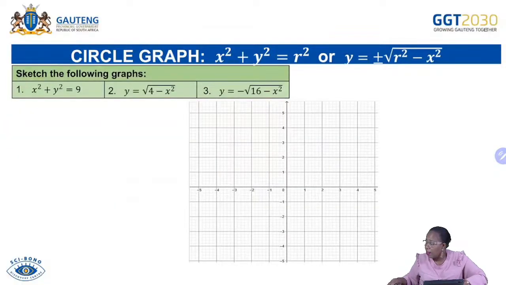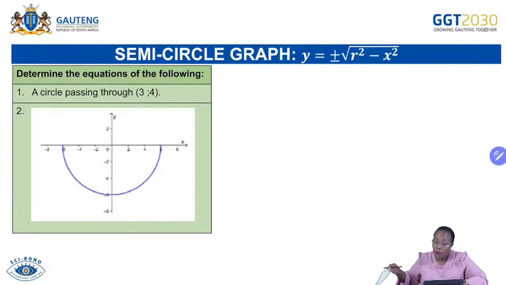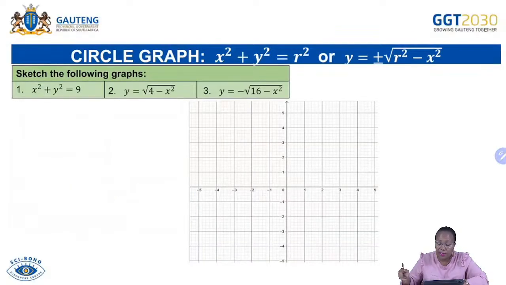And then now the graph number 5, we are looking at the circle graph. And then now we have a full circle or a semicircle. And then in this case, we need to sketch the following circles. And these are the full and the semicircle. Let's see now, Rachel, how far will we go?